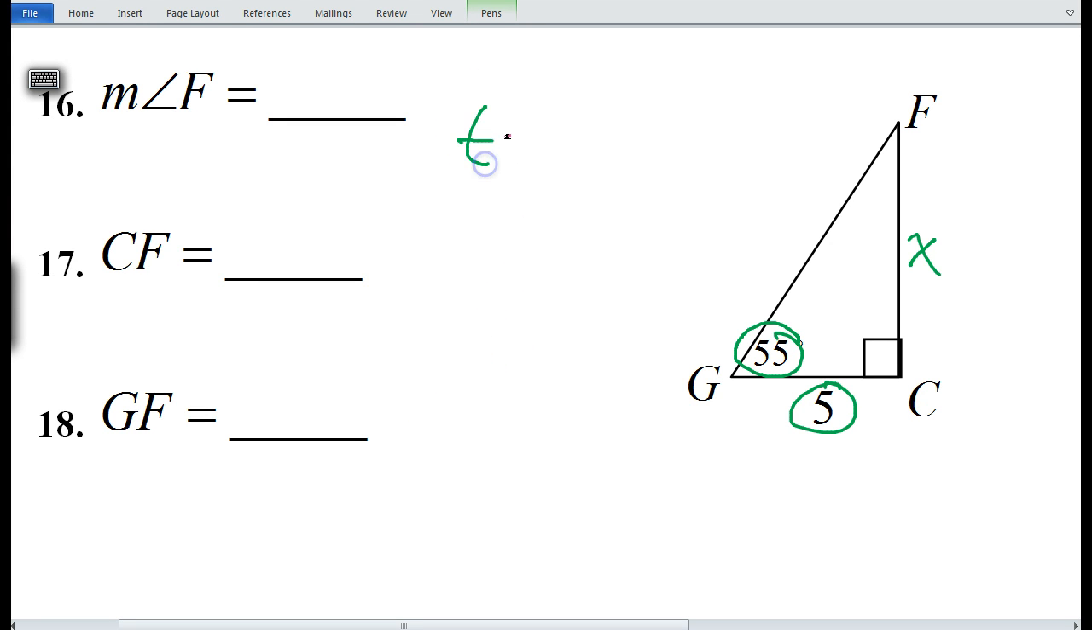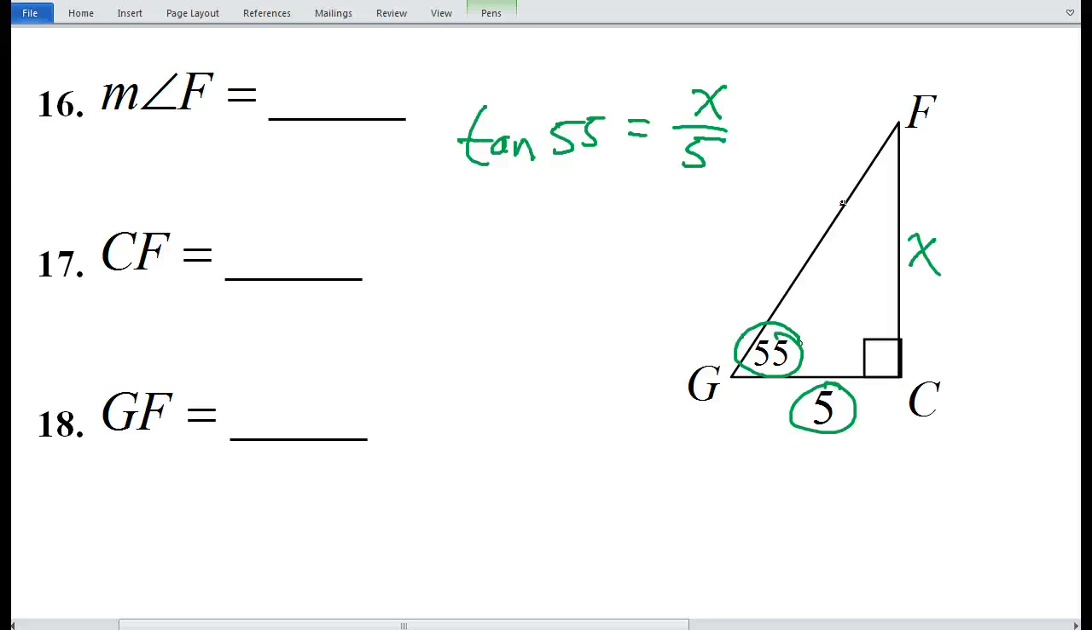So tangent of 55 degrees is going to equal what? That's going to equal x over 5. Now, is this something where I'm going to swap? No. I'm not going to swap this time because my variable is on the top. I'm only going to do that swapping thing when it's on the bottom.